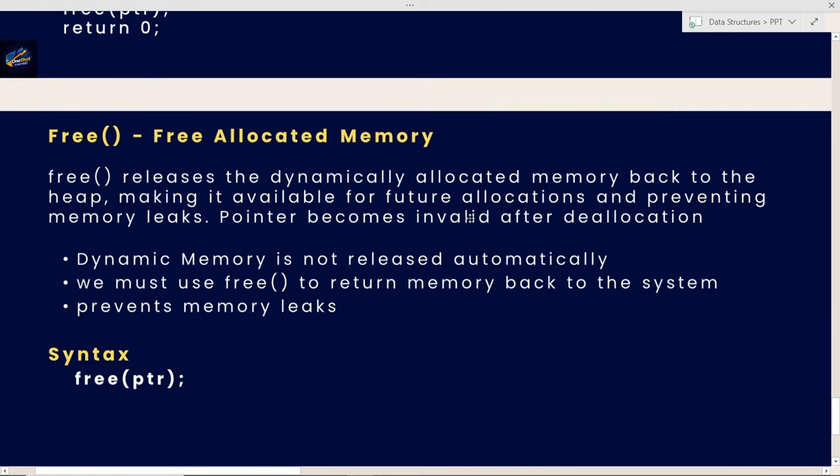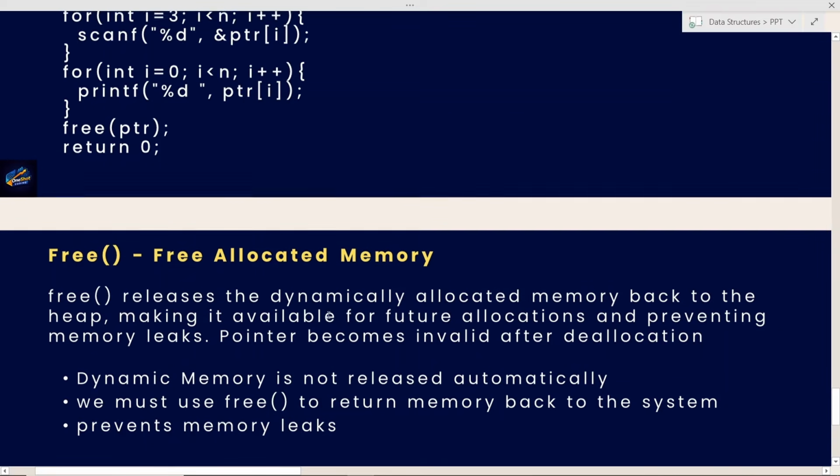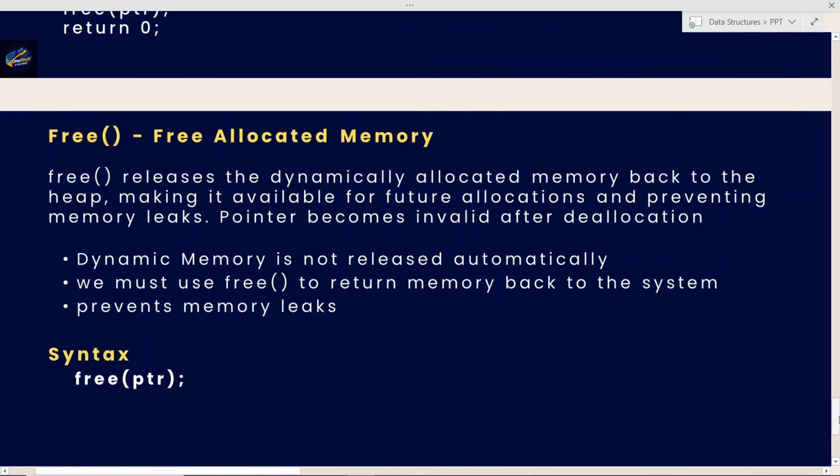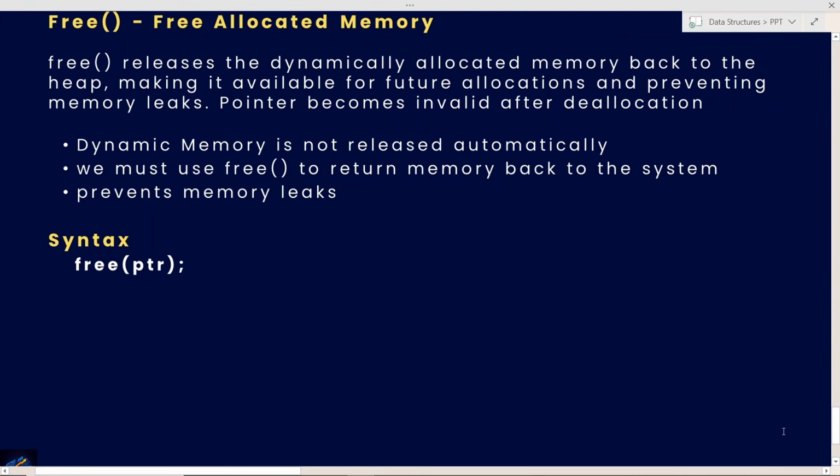Now, free is called free allocated memory. So you will see here I have written some points. Free releases the dynamically allocated memory back to the heap, making it available for future allocations and preventing memory leaks. The pointer becomes invalid after deallocation. Dynamic memory is not released automatically. We must use the free function to return memory back to the system. It prevents our memory leaks.